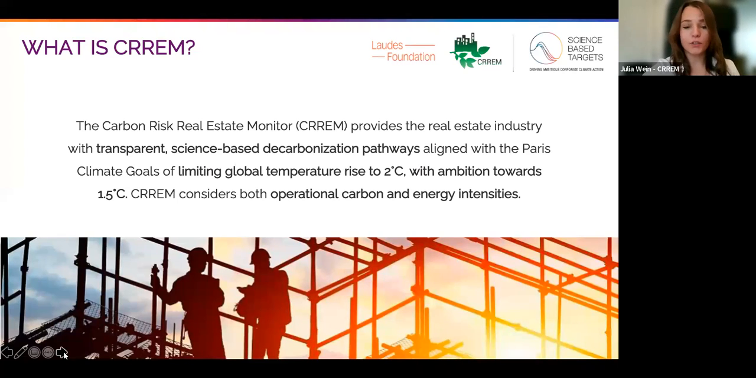Important to note here is also that we really have country and property type specific pathways, as of course this is really important, especially for the real estate industry. An asset in Germany will be different to China, for example. And again, of course, an office building might be different to a residential building as well.